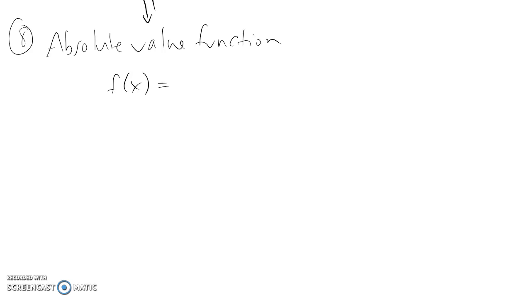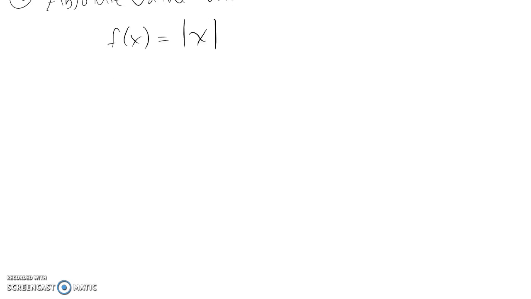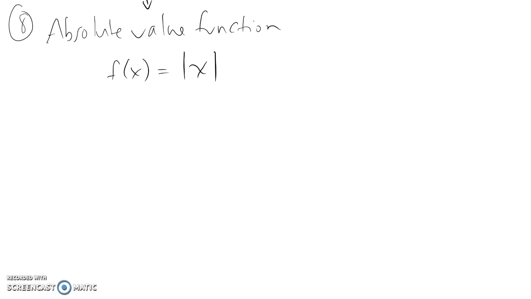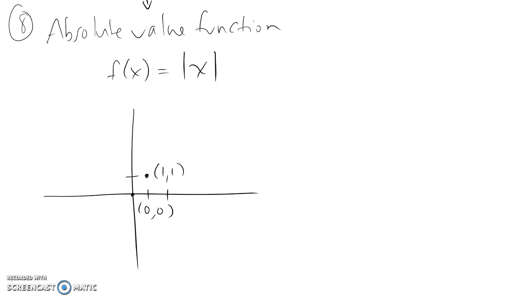Okay, last function, number 8, we call the absolute value function, because the absolute value of x is its equation. F of x is the absolute value of x. Recall that the absolute value makes every input positive, or 0. And not only positive, it gets its same value. So in the first quadrant, this function looks very much like the identity function.